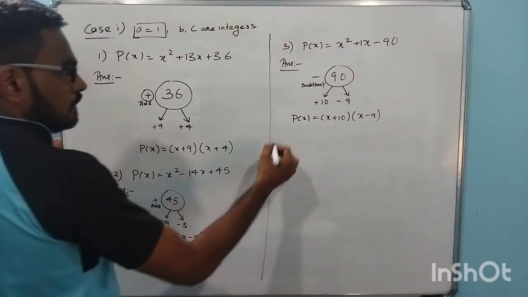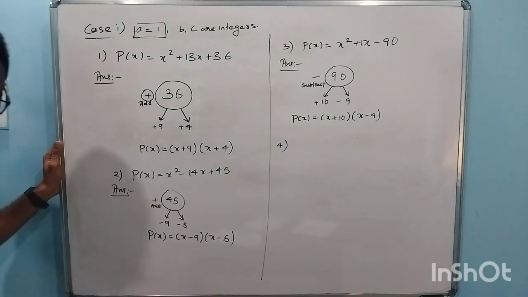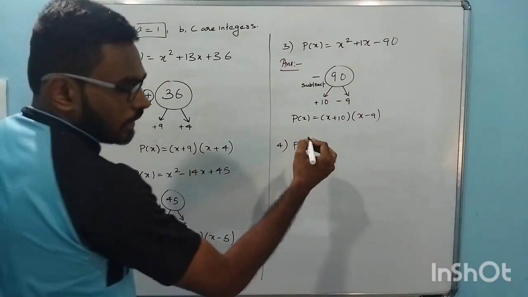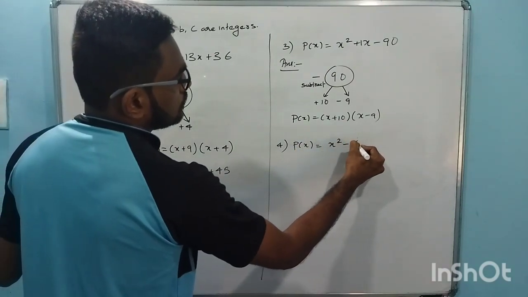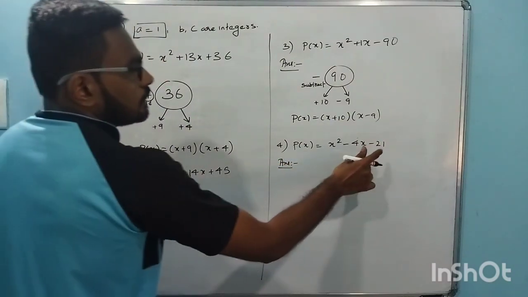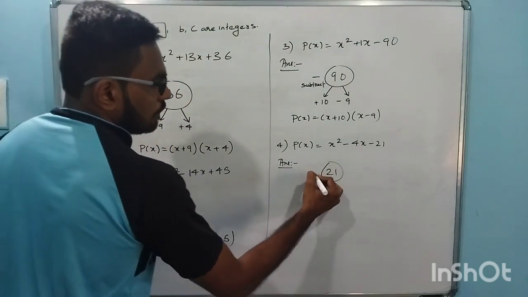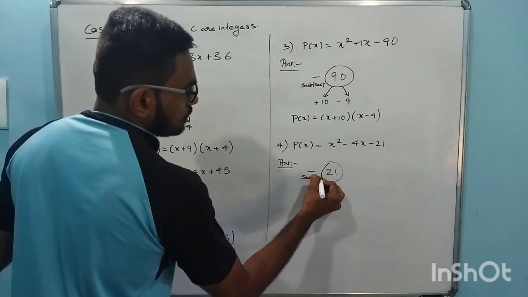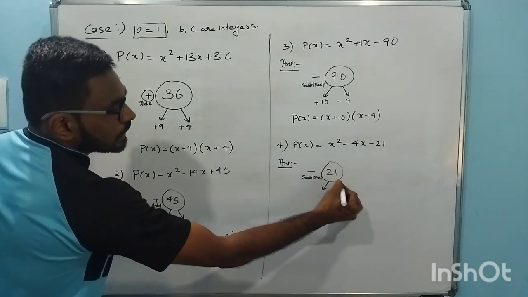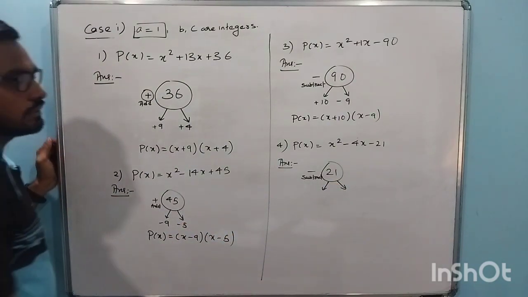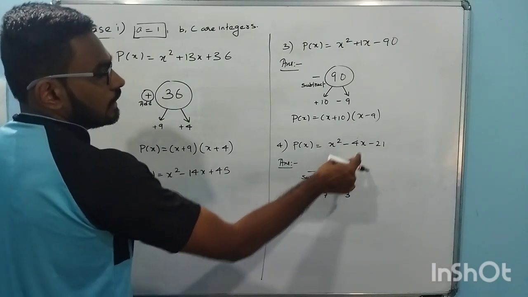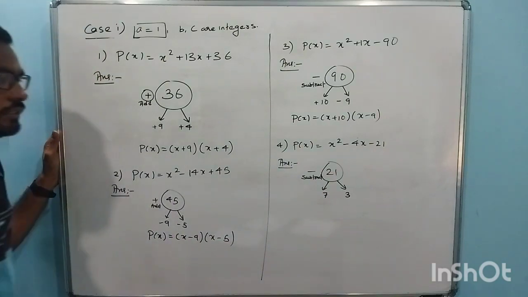Okay, next, fourth one, x square minus 4x minus 21. Okay, so first step, this 21 I'll write here. Okay, minus sign, subtract. Then that means what? If we subtract, you should get 4 there, and if we multiply, you should get 21. So obviously 7 and 3. Okay, if we subtract 7 and 3, you should get 4, and multiply 7 and 3, you should get 21.